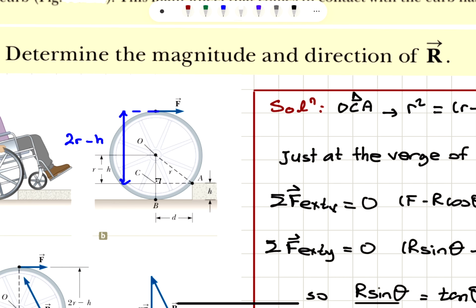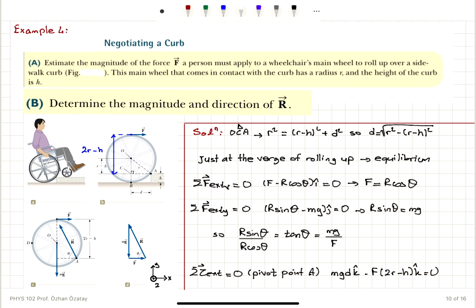That's the choice I have in order to eliminate the two unknowns theta and R from my equations, the torque equation. I see that this perpendicular distance is 2r minus h. This perpendicular distance between the weight, at the center of gravity, and point A is d, and that can be found by using this triangle which has sides r minus h, d, and hypotenuse r.